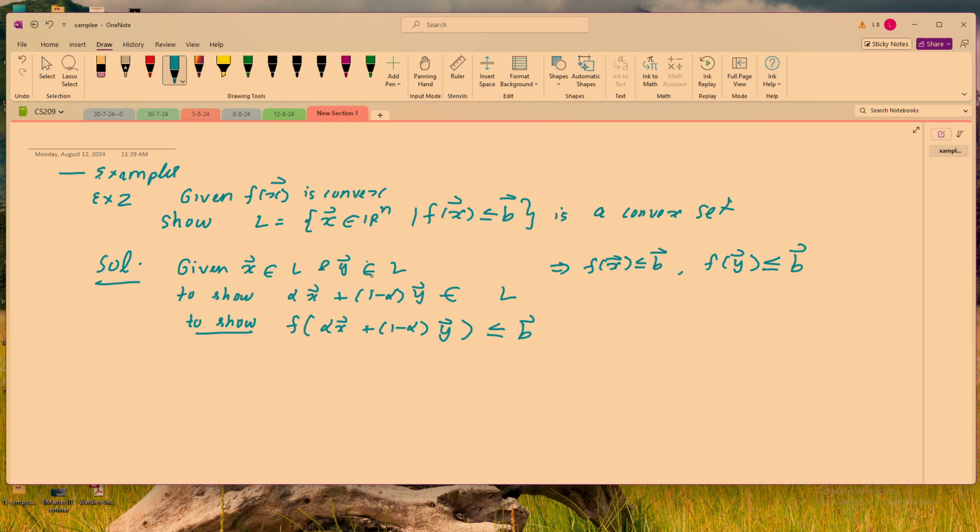So if x and y are in the set, it means f(x) is less than or equal to b, f(y) is less than or equal to b. To show alpha x plus 1 minus alpha y is in L, or f of alpha x plus 1 minus alpha y is less than or equal to b. This is something we have to show. Now, like he said in the green shirt, we have not used convexity.